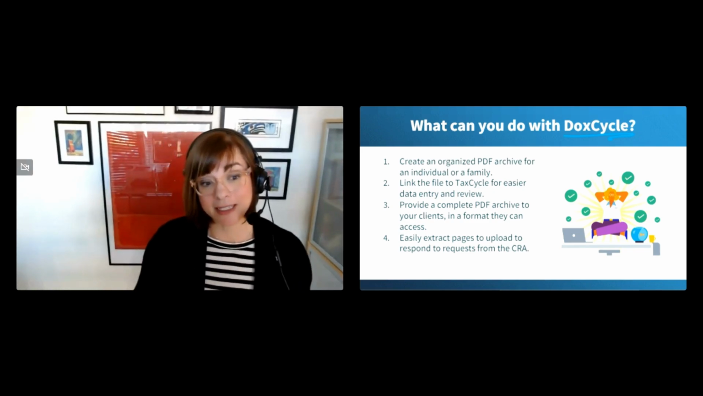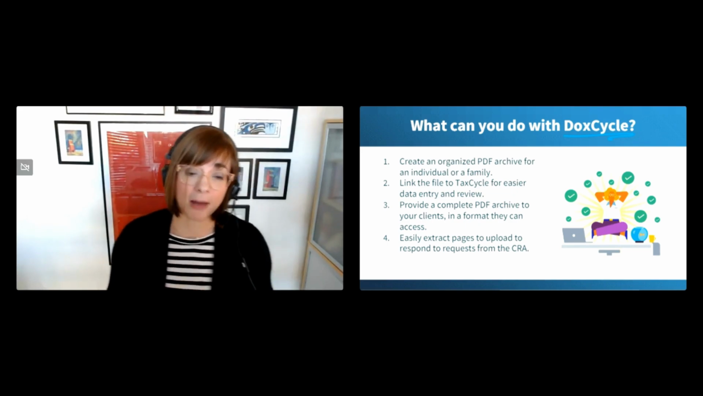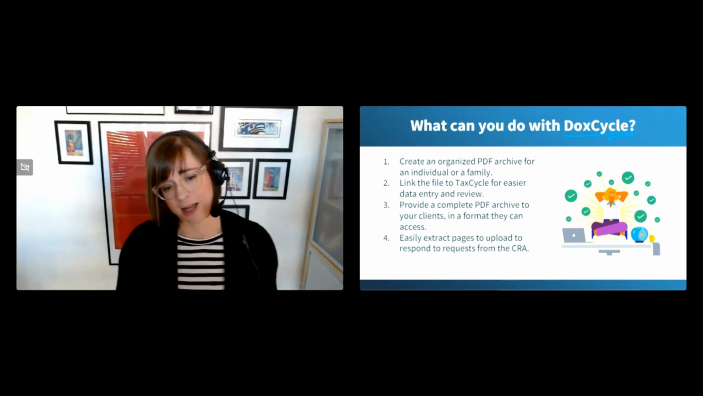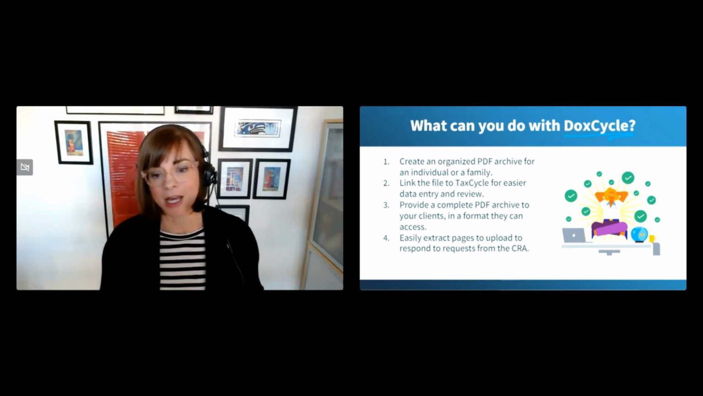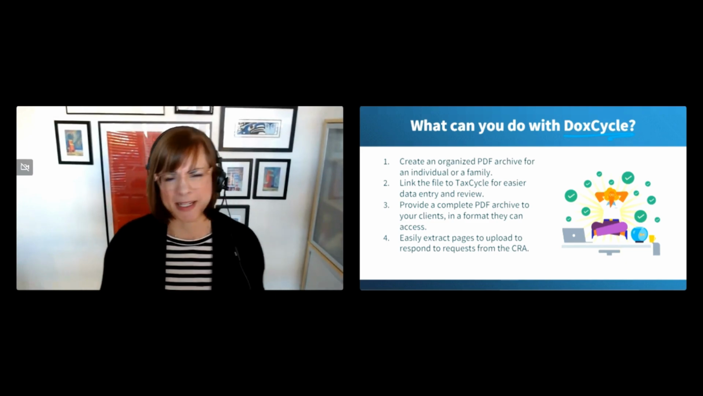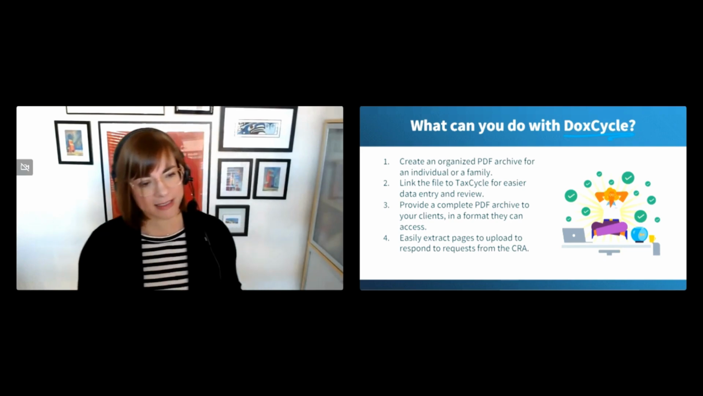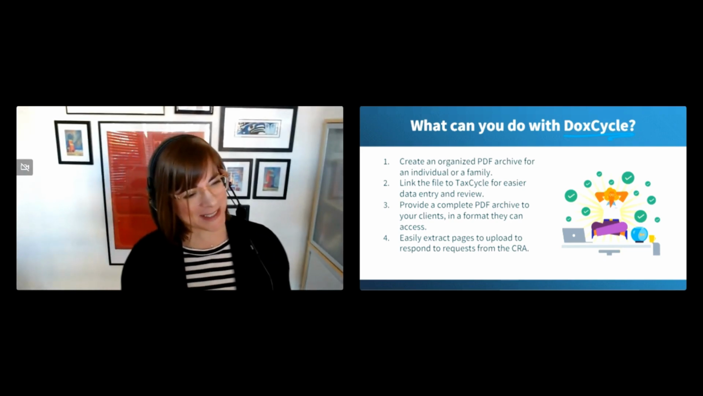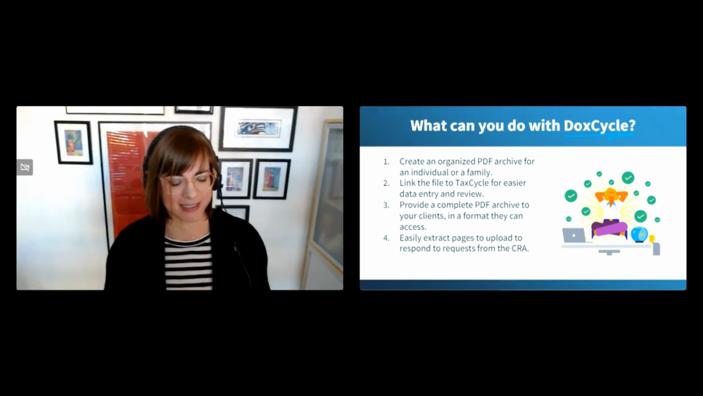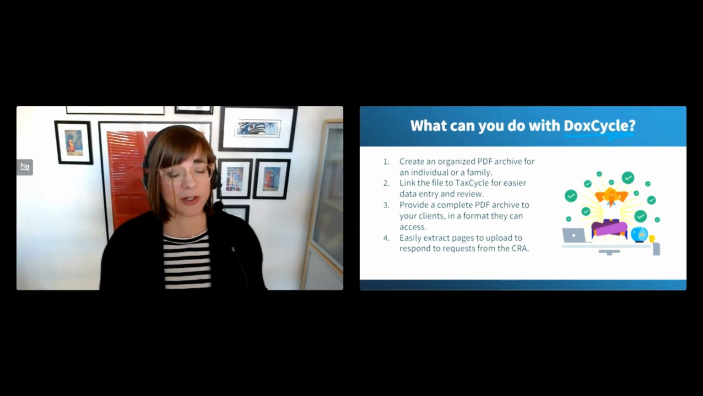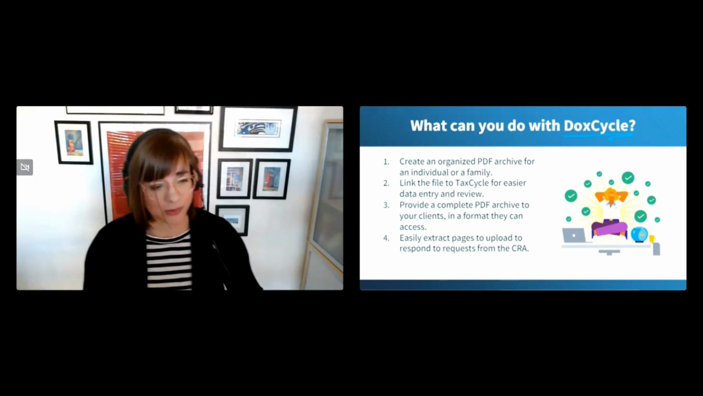Now, even back 10 years ago, or even now, that optical character recognition that extracts data isn't 100%. It's always been about 80–85% accurate. So there's a whole process in TaxCycle, a whole process in DoxCycle to review any extracted data before you post it over to the tax return. And we'll go through that today.